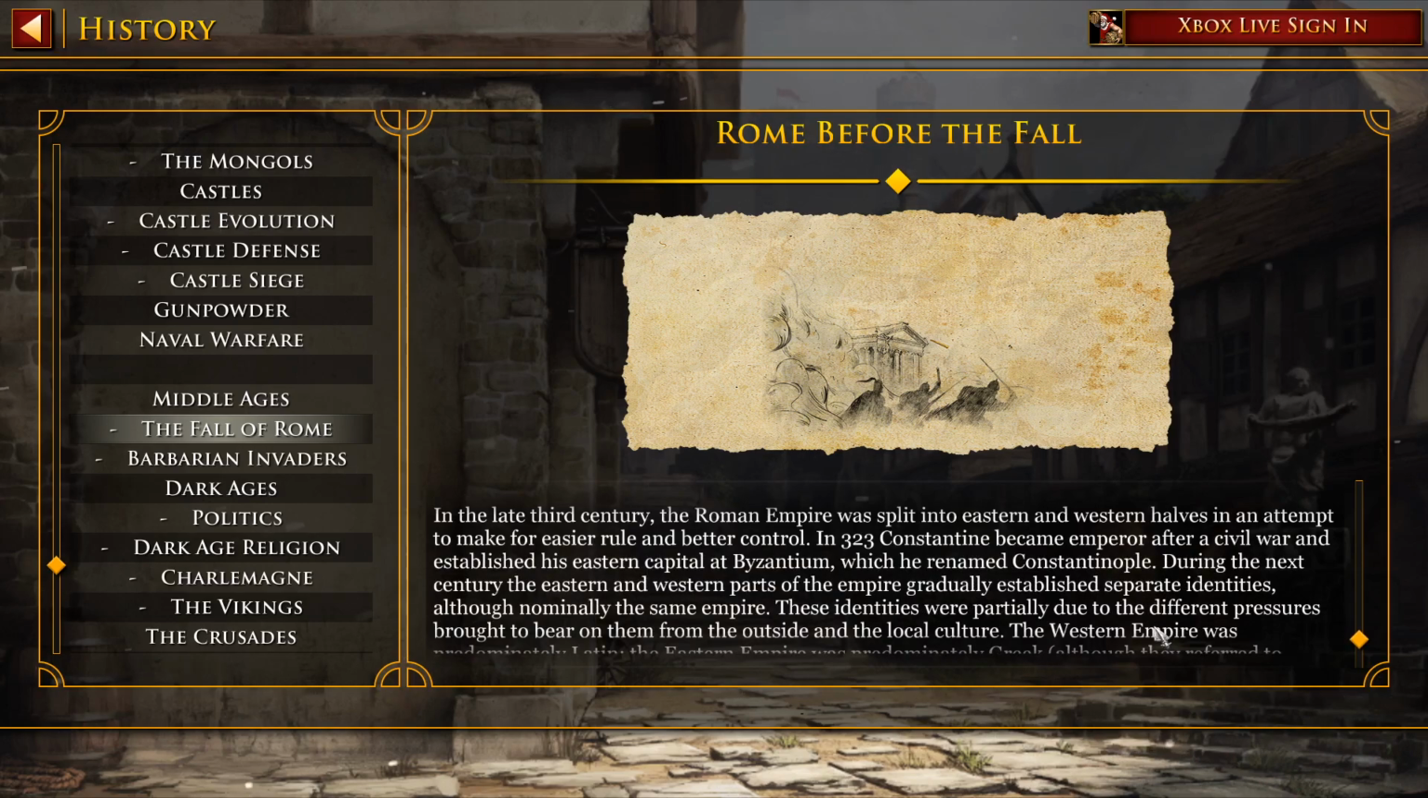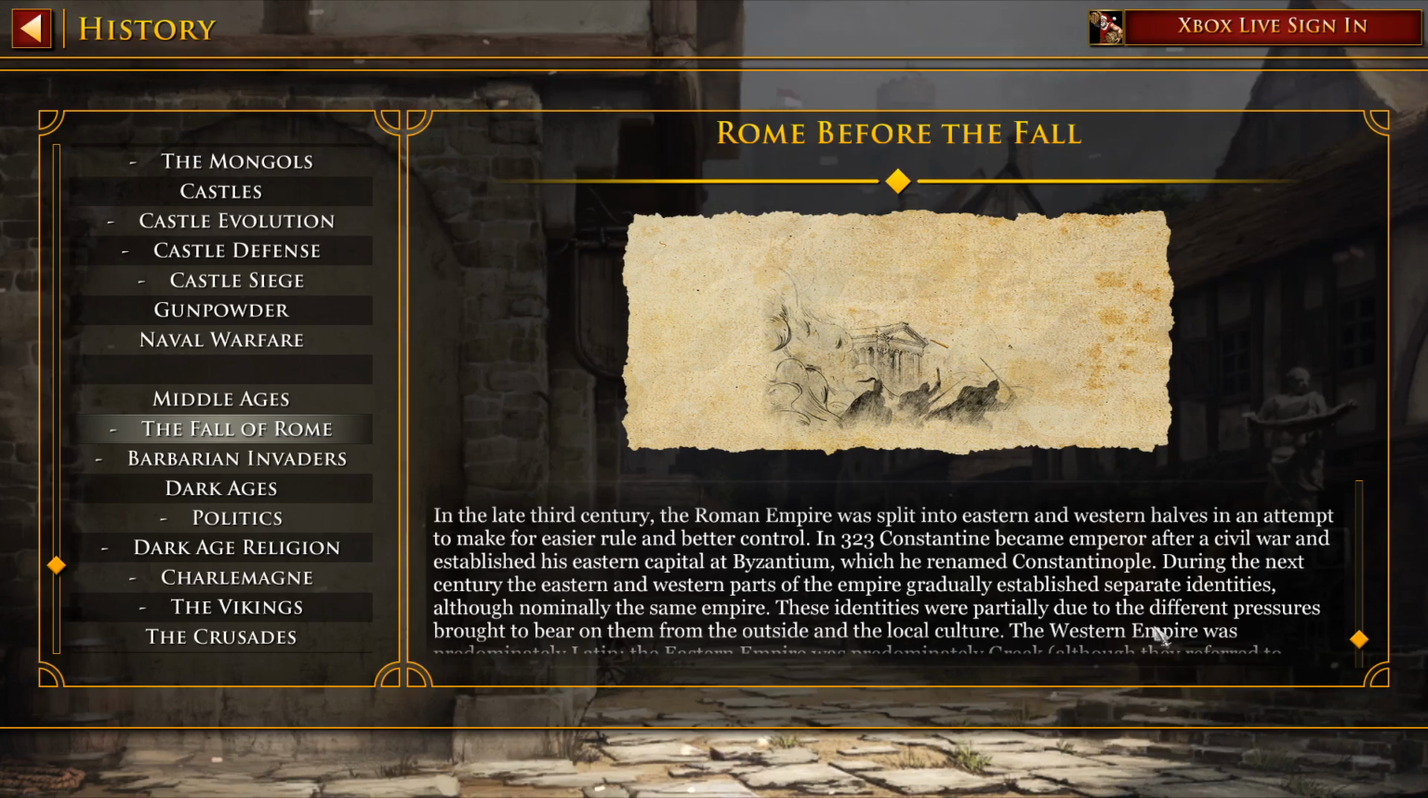In the late 3rd century, the Roman Empire was split into eastern and western halves in an attempt to make for easier rule and better control. In 323, Constantine became emperor after a civil war and established his eastern capital at Byzantium, which he renamed Constantinople.